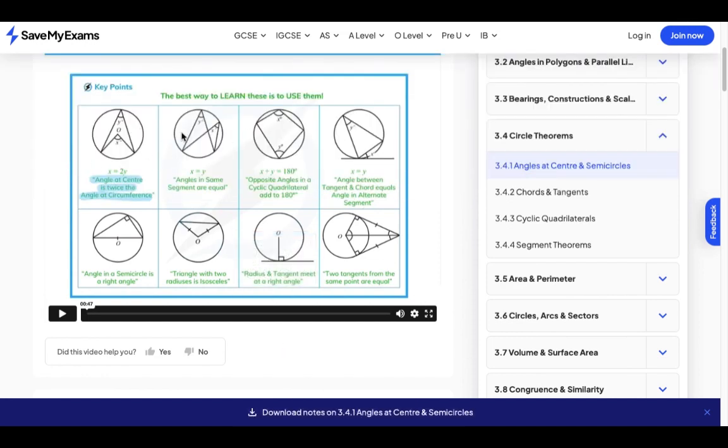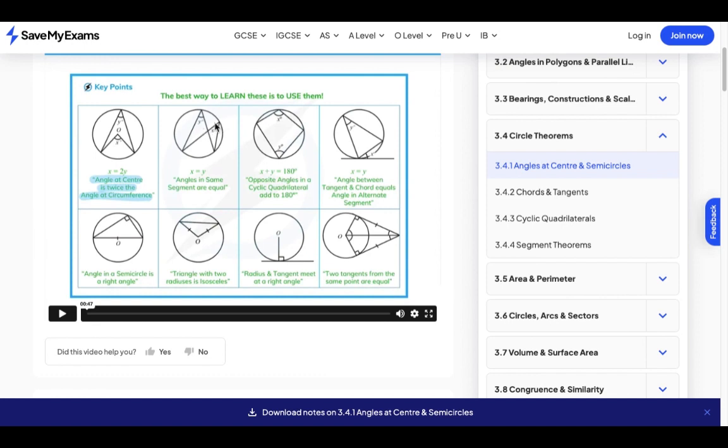Let's apply it before we go to property 2. Let's solve a problem with property 1 first. Property 2 is that angles in the same segment are equal.